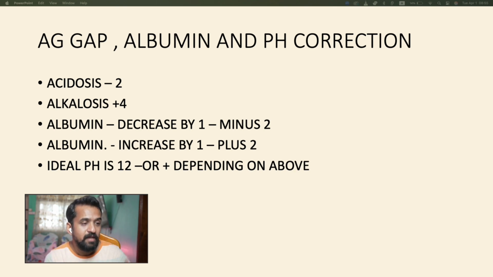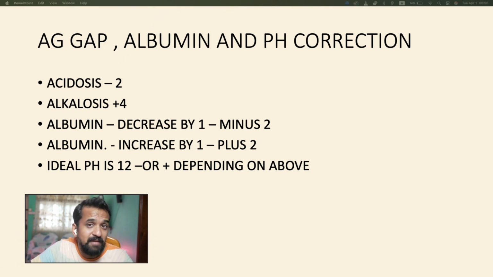Okay? Now if your albumin is deranged, meaning if your albumin is decreased by 1, you subtract 2 from your anion gap. If your albumin is increased by 1, you add 2 to your anion gap. So this is how it will happen. Let's say I have an albumin of 5, and you know normal is 4.4. So you take 5 minus 4.4, and you get a difference of how much? 0.6. Okay? So your albumin has risen by 0.6.